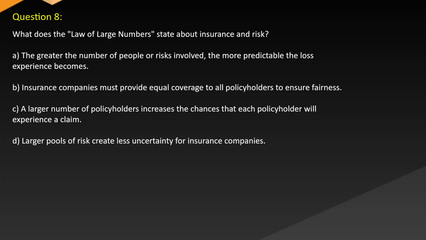Question 8. What does the law of large numbers state about insurance and risk? A. The greater the number of people or risks involved, the more predictable the loss experience becomes. B. Insurance companies must provide equal coverage to all policyholders to ensure fairness. C. A larger number of policyholders increases the chances that each policyholder will experience a claim. D. Larger pools of risk create less uncertainty for insurance companies.